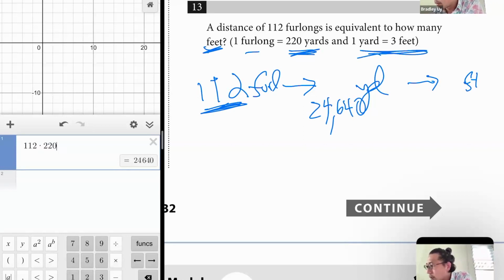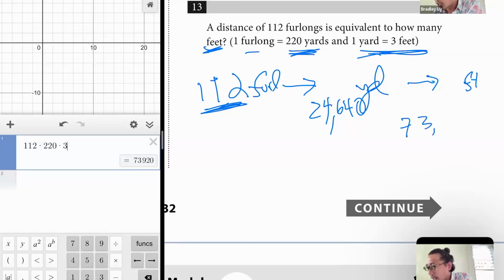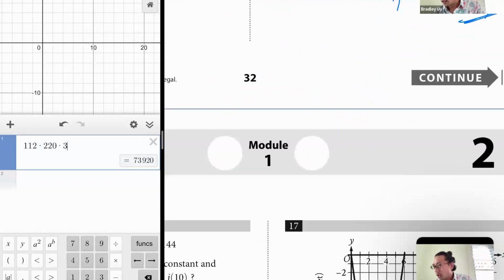It's also told us right there. So we need to multiply that in turn by 3, times 3. And you can keep the calculation going. If you look on the left, we're at 112 times 220 times 3, which is 73,920 feet. Okay. All right.